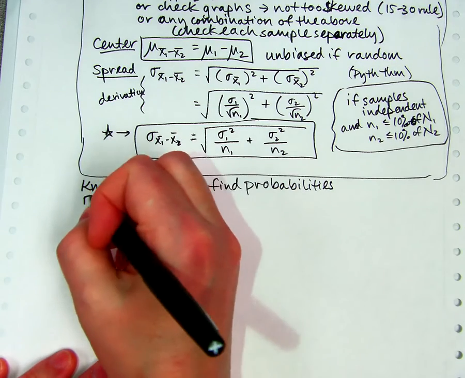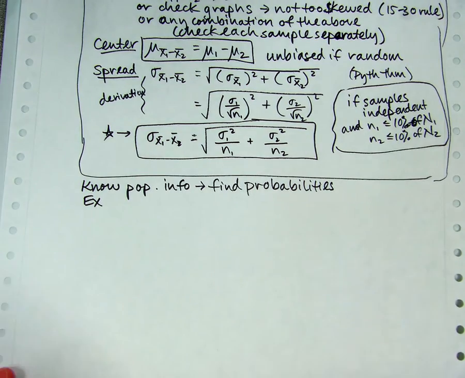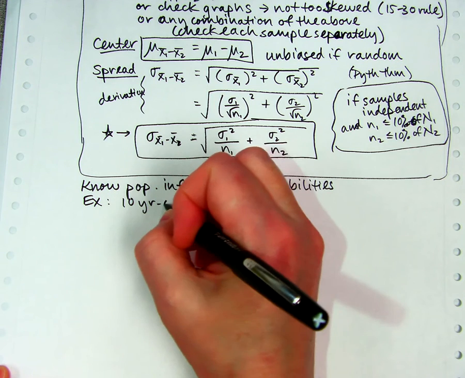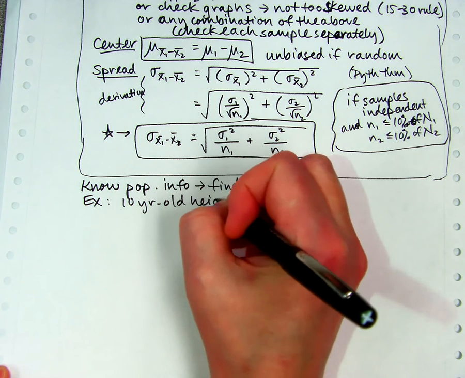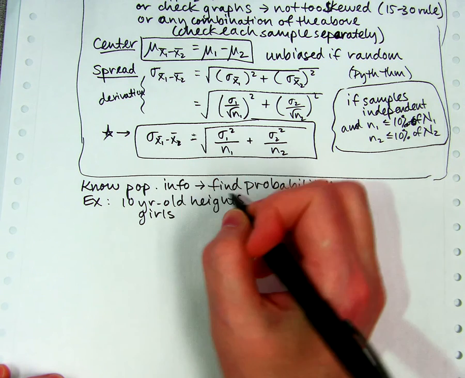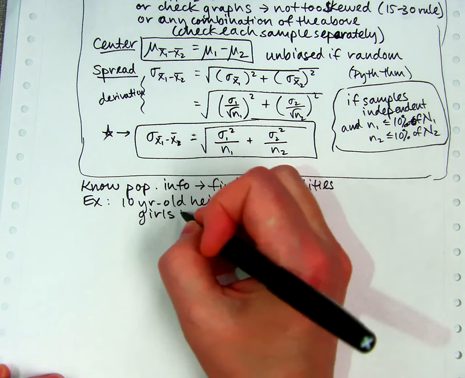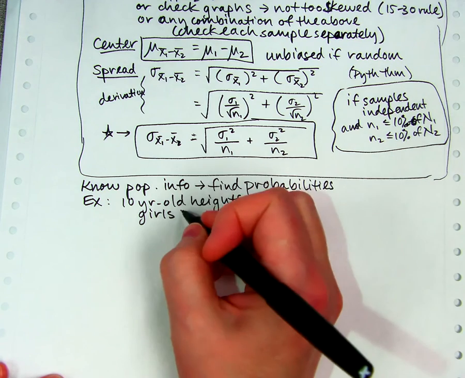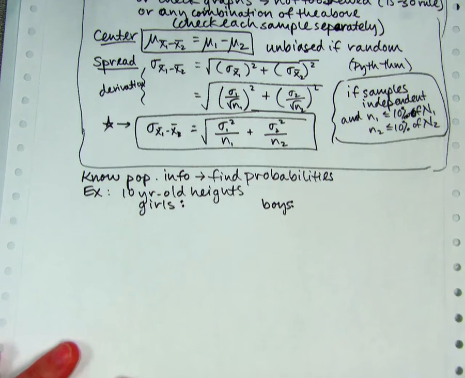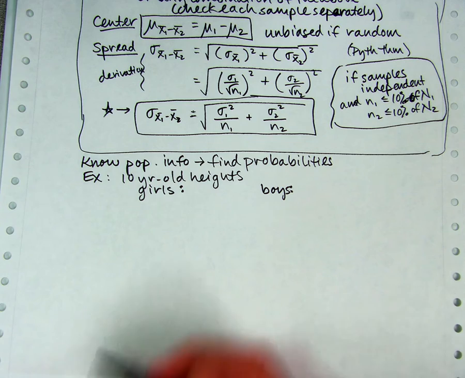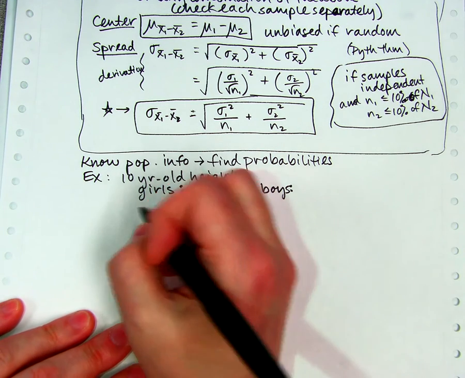It should remind you of the example we did in 10.1a, and it should also remind you of some stuff we did in chapter 7. Let's talk about 10-year-olds and their heights. And we're going to look at girls versus boys. I don't know if you remember being 10 years old. That's the age when the girls are mostly taller than the boys because they have their growth spurts earlier and then the boys catch up during middle school, right? So at this age, the average height for girls is bigger.